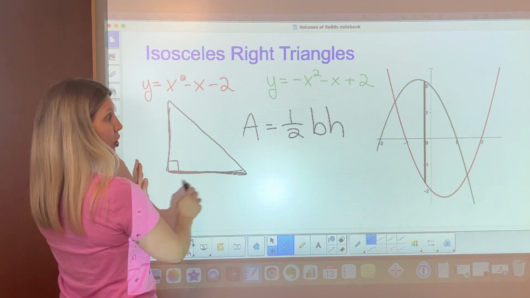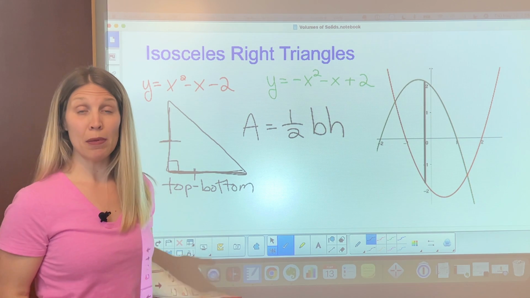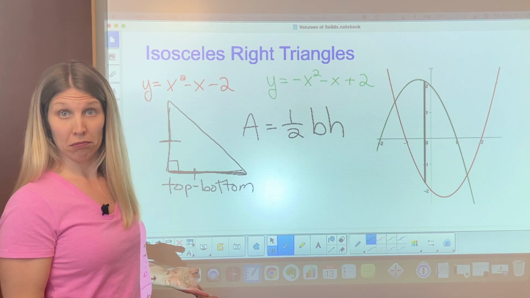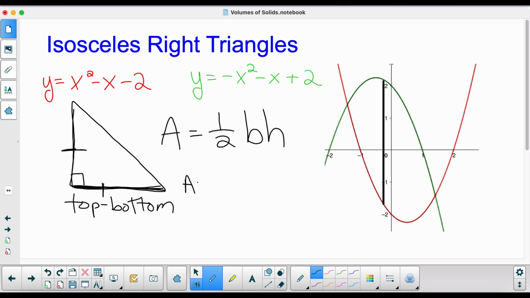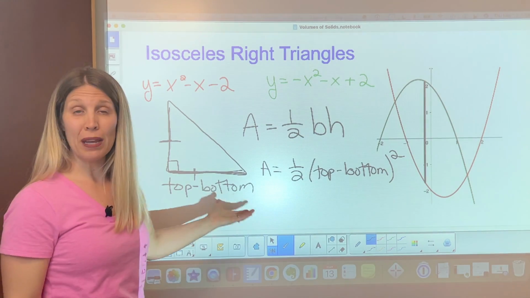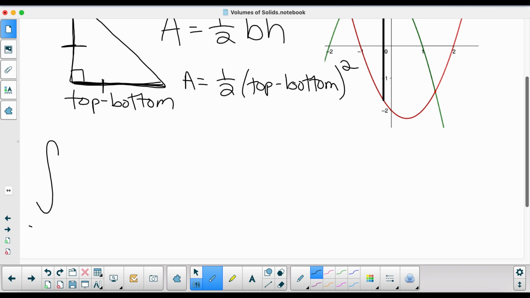So how do we find the area of our base? Again, it's top minus bottom. And in this case, our base and our height are the same because it's an isosceles right triangle. So all we have to do over here, when we do the area, is 1/2 top minus bottom squared, because our base and our height are the same. So let's set up our function. Again, we're going to have the same bounds because we're dealing with the same two functions.